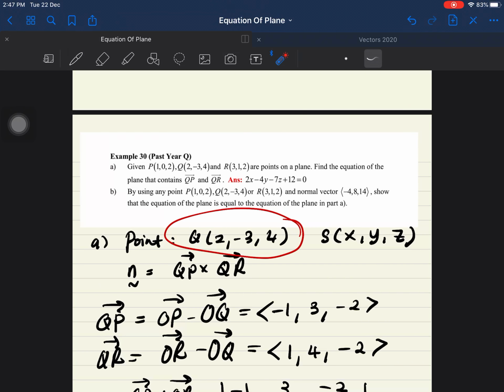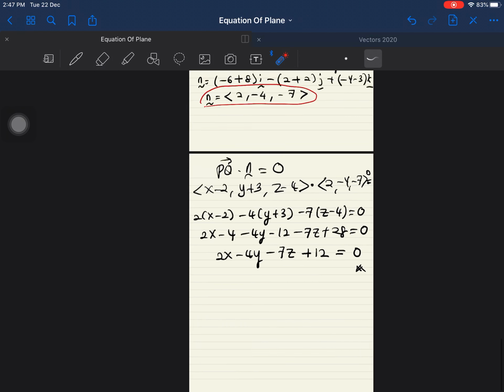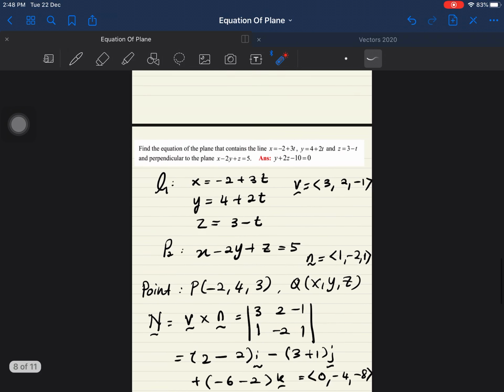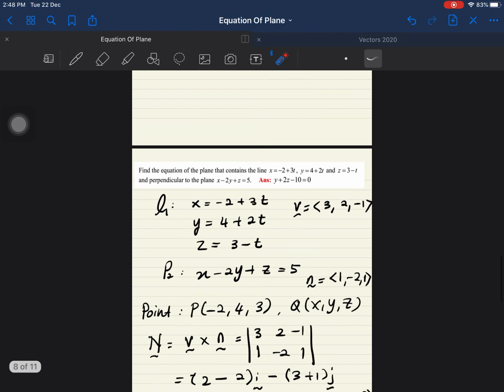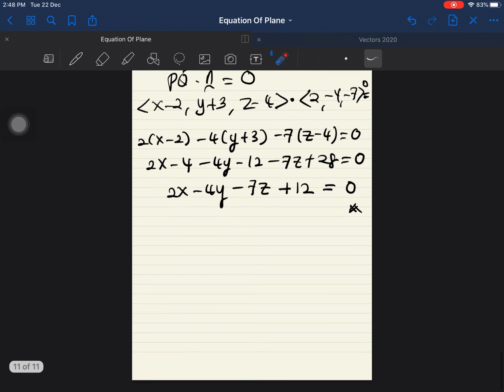So for the question B, by using any point P, Q and R and a normal vector, show that the equation of the plane is equal to the previous equation of the plane in part 1. So it says it doesn't matter which point we use, right? Right? So for example I want to use the same point, because the question says by using any point. So I want to use point Q also.